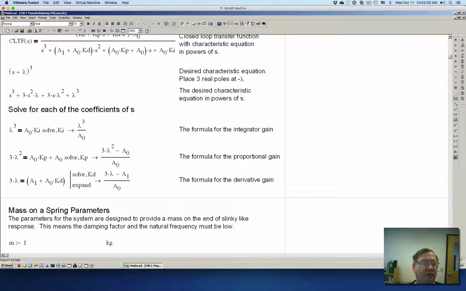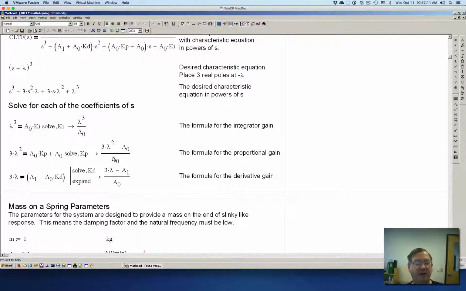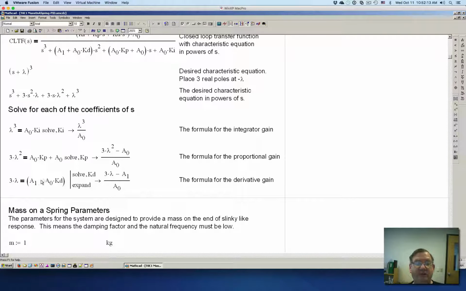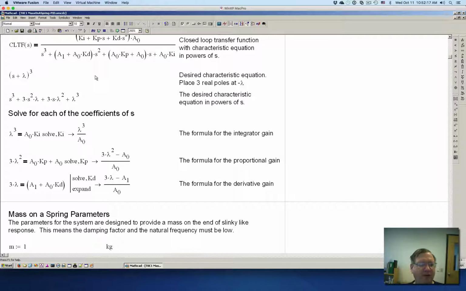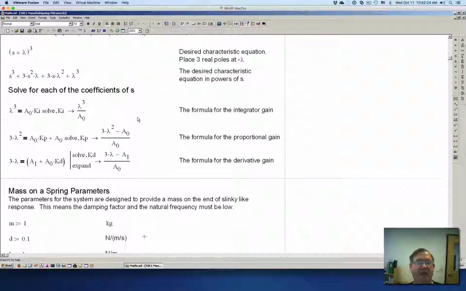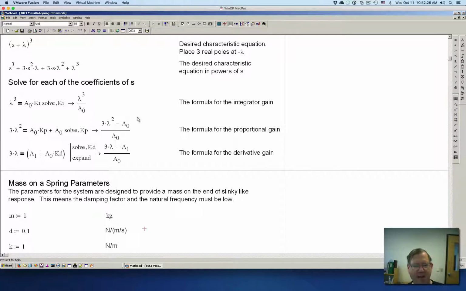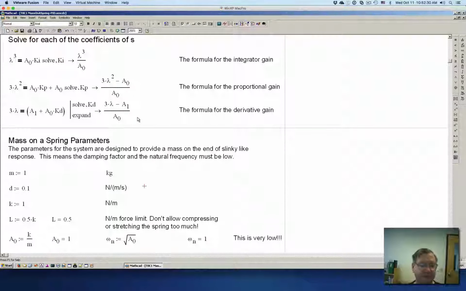And then I can do the same thing for the proportional term. I've got 3 times lambda squared is equal to this. So when I solve, this is my symbolic formula for the proportional gain. And then I can do the same thing for my derivative gain. It's necessary to have a derivative gain because if this term is very low, then you'll end up with an underdamped system, or more technically, you'll have complex poles.